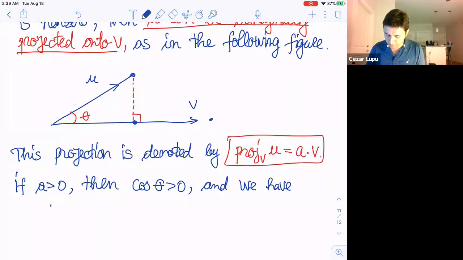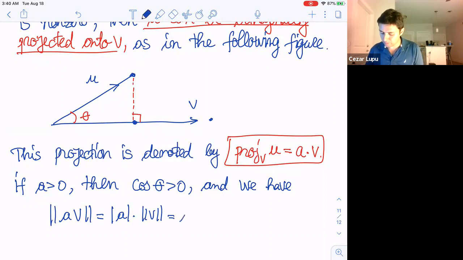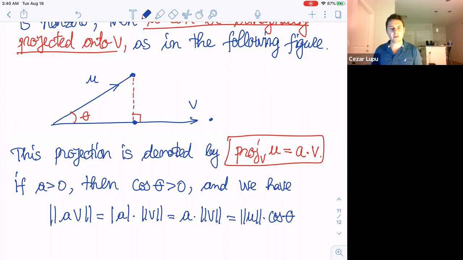And we have that the length of av, by definition, is the absolute value of a times the length of v. But we know that a is positive, so it will be just a times the length of v. But if you look at it, a times the length of v is nothing else than the length of u times cosine of theta. Keep in mind that the triangle is a right angle triangle.